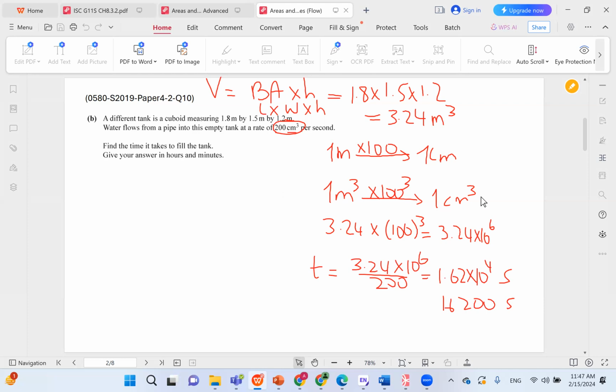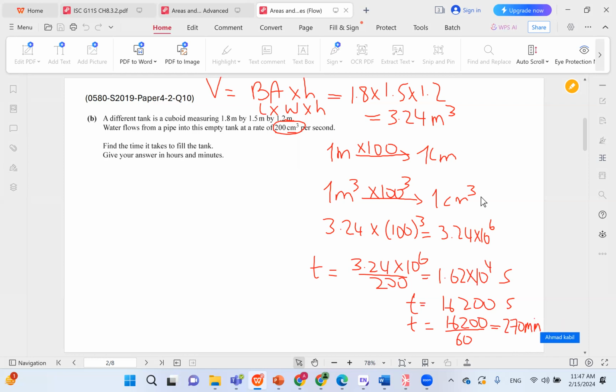So we want the answer in time, in hours and minutes. So how do we do this? You want to divide 16,200 by 60 to get the number of minutes. So let's do 16,200 divided by 60. We get 270 minutes.